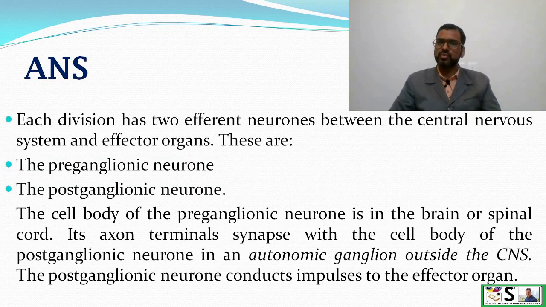Each division has two efferent neurons between central nervous system and effector organ. Efferent means the sensation going out of central nervous system from brain or spinal cord. These are preganglionic neurons and postganglionic neurons. The cell body of preganglionic neuron is in the brain or spinal cord. Its axon terminates and synapses with the cell body of postganglionic neuron in the autonomic ganglion outside the CNS. The postganglionic neuron conducts impulse to the effector organ.